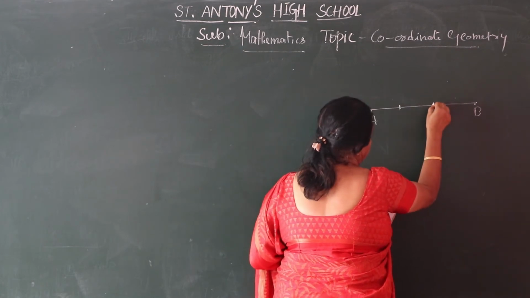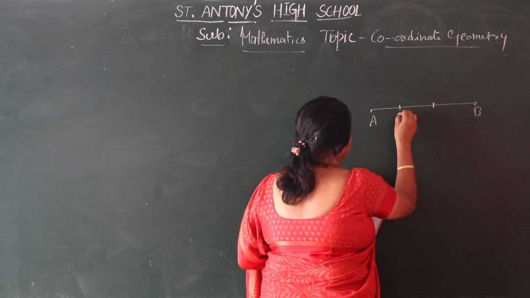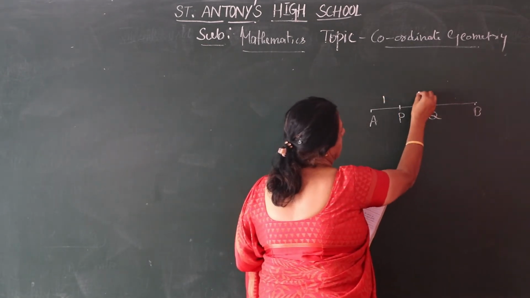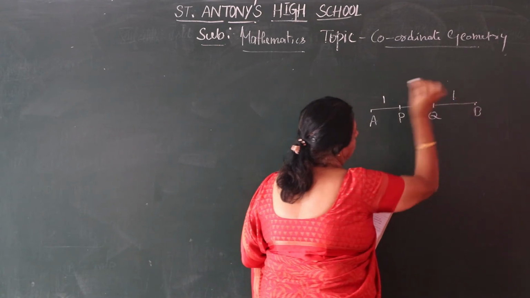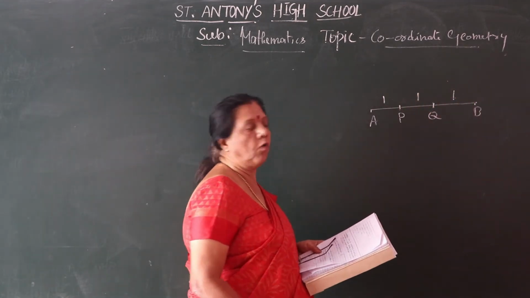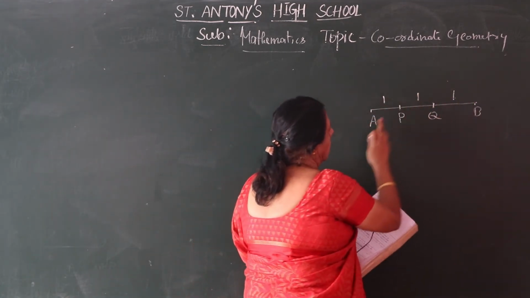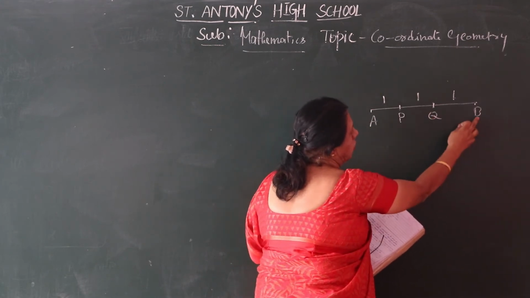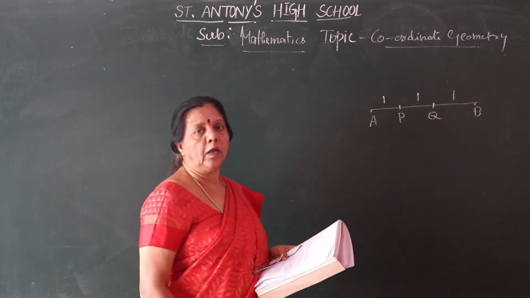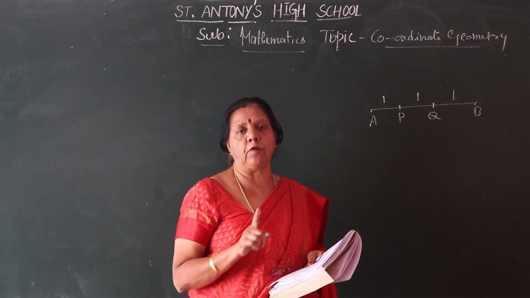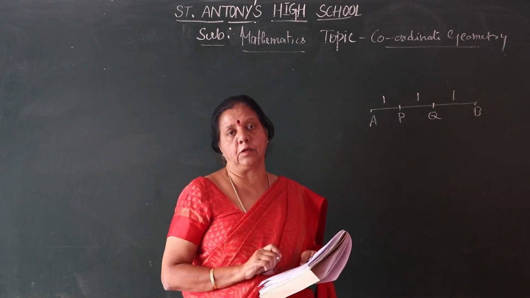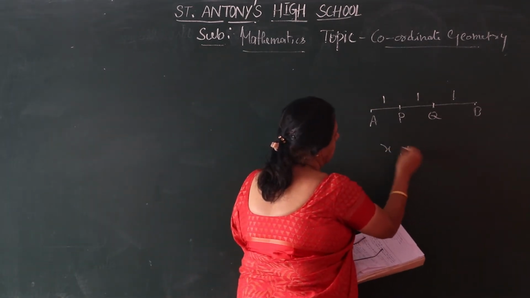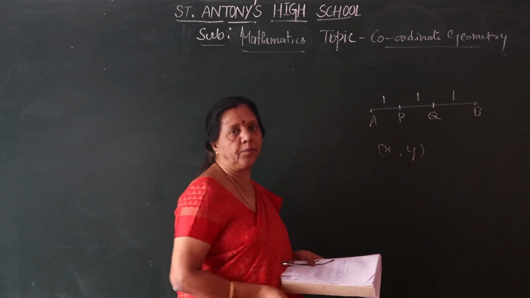See, all are equal, from P, Q. Trisection. This is one section, this is one section, this is one section. How many sections are there? 3 sections. AB is equal to PQ, PQ is equal to QB. Okay. Now also you are supposed to find out the coordinates. Which are the coordinates? X, comma, Y. This is the coordinates. Okay.